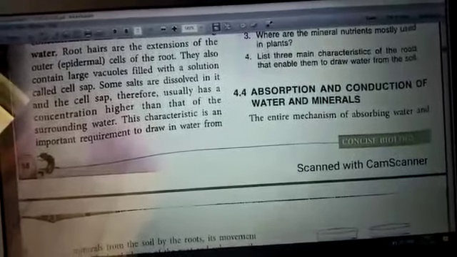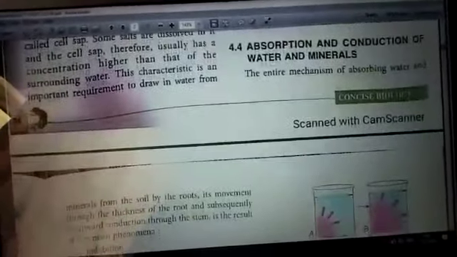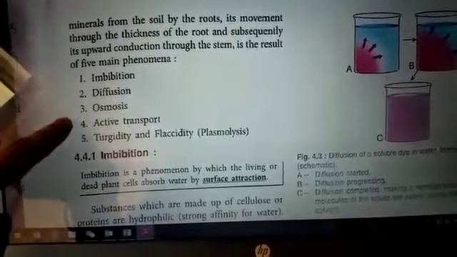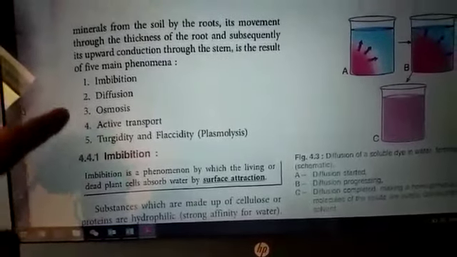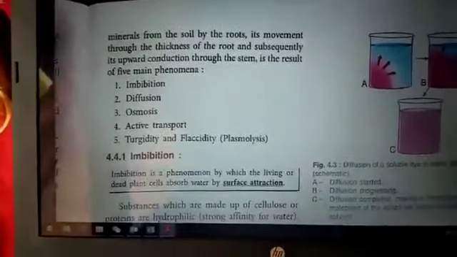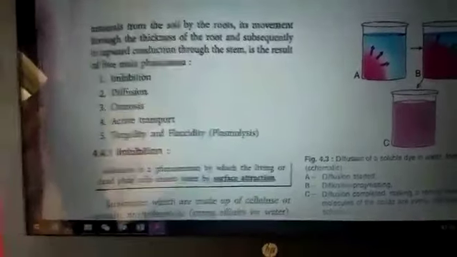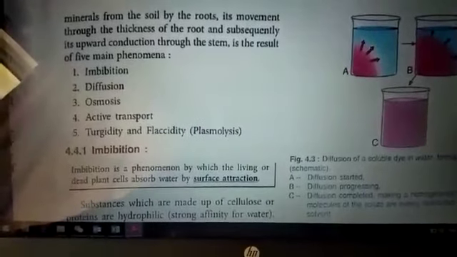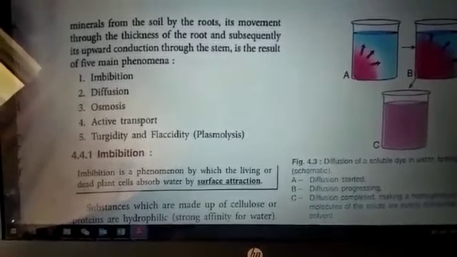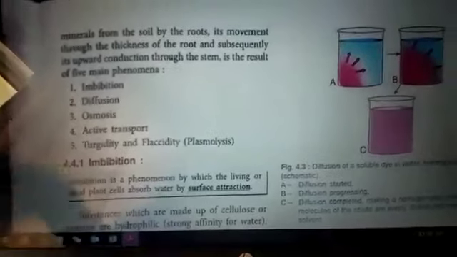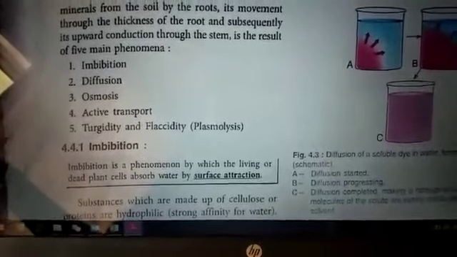See, absorption and conduction. The entire process takes place with these different types of phenomena: imbibition, diffusion, osmosis, active transport, turgidity and flaccidity. Imbibition. Imbibe means to absorb only on the surfaces. Giving a very simple example, if you have dry raisins and keep them inside the water, after a few hours the raisins get swelled up.